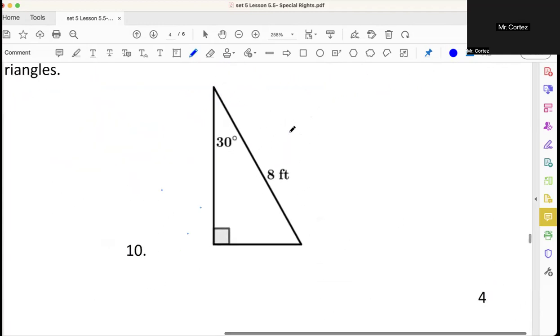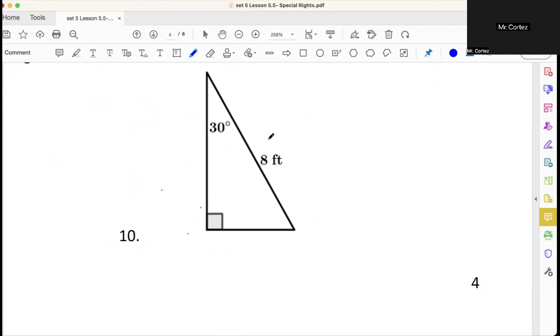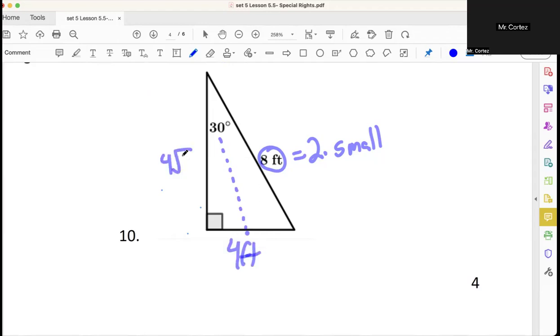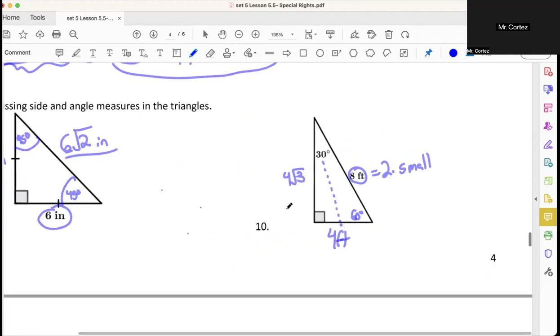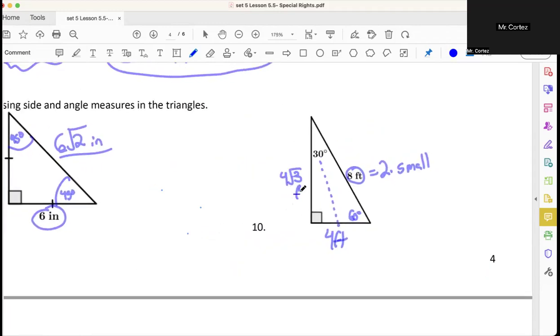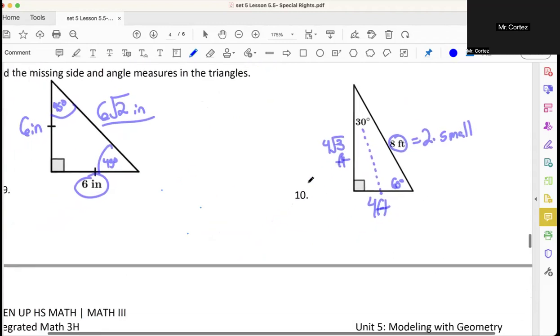Pretty light. 30, 60, 90. This is supposed to be 2 versions of the small side. So the small side recalls across from the smallest angle. So shouldn't this now be 4 feet? And this should be 4√3. And this should be 60 degrees. Naturally, 4√3 feet. Don't penalize me yet.